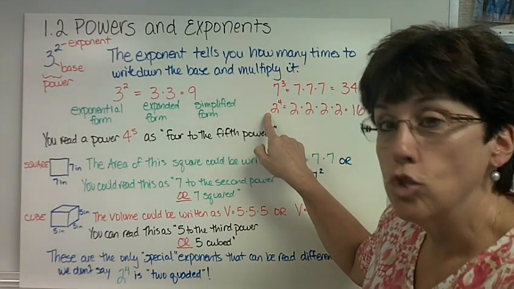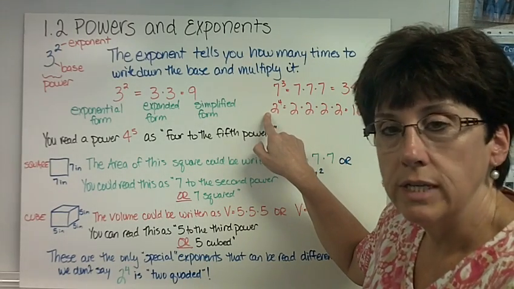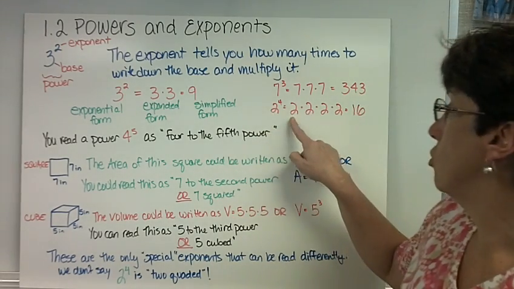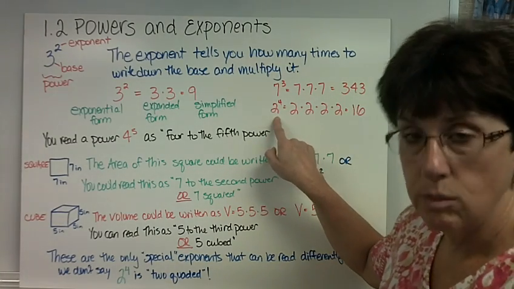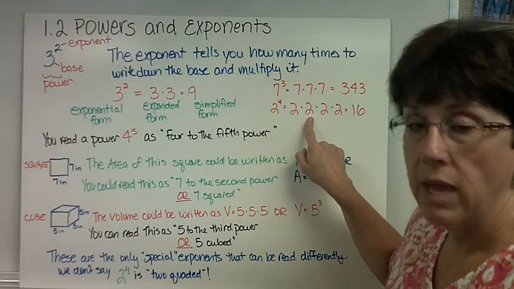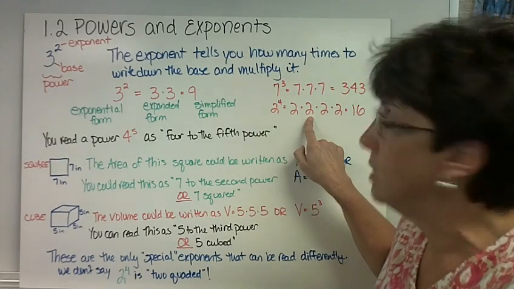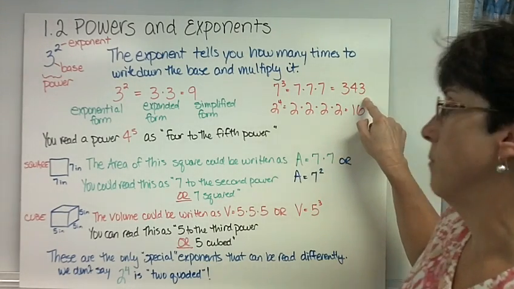Here's another example, 2 to the fourth power. Now we're going to write down the 2 4 times. 2 times 2 times 2 times 2 is 16. Exponential form, expanded form or repeated multiplication, simplified form.